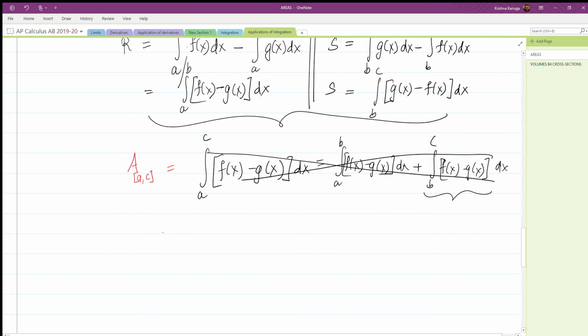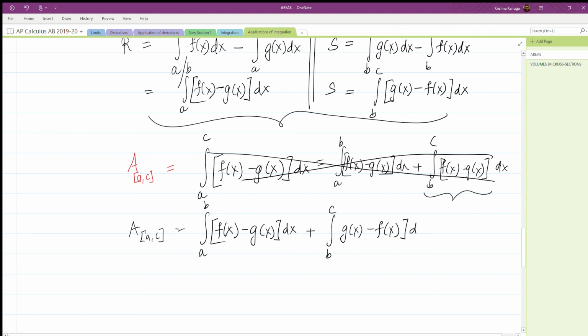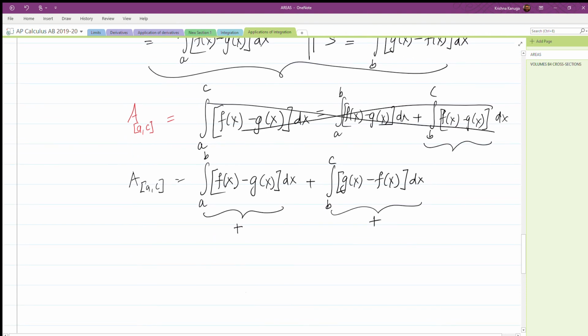The correct way of finding the area would be to recognize that for a particular interval, one function is the upper function, and in another interval, the other function becomes the upper function. So we can split this up as the integral a to b of f of x minus g of x with respect to x, and then for the interval b to c, we would have g of x minus f of x with respect to x. This would give us the correct area, because now this would be a positive number, and this would also be a positive number.